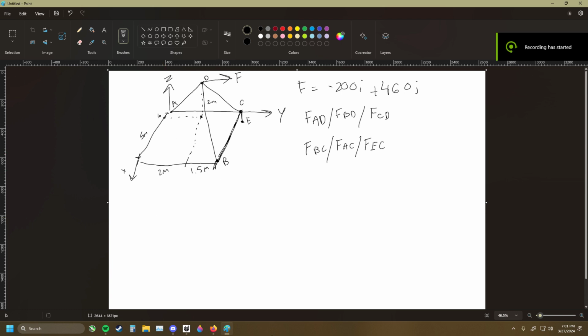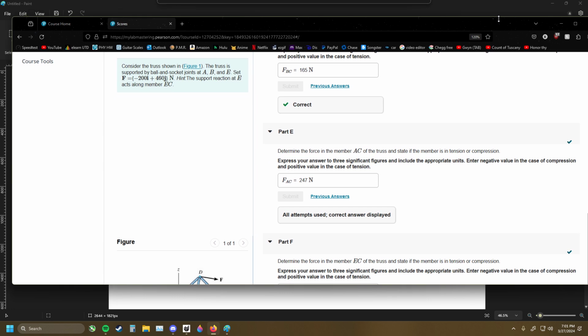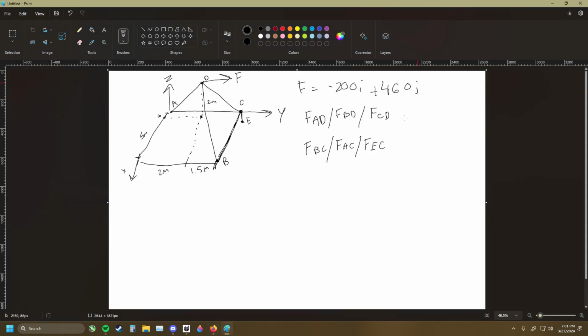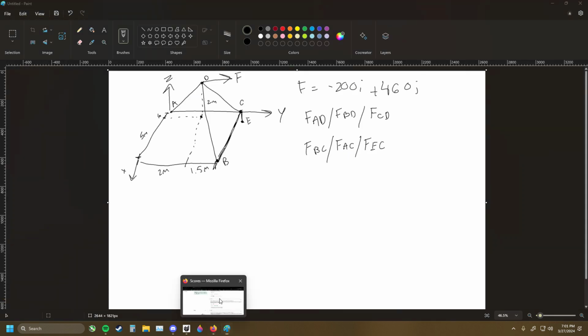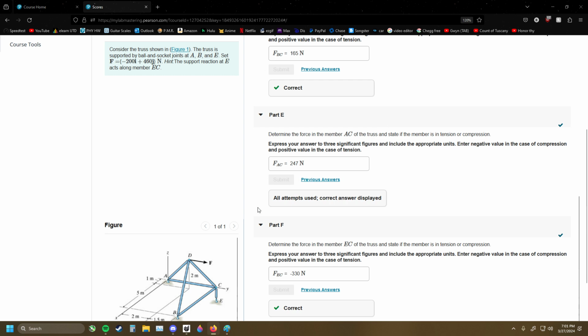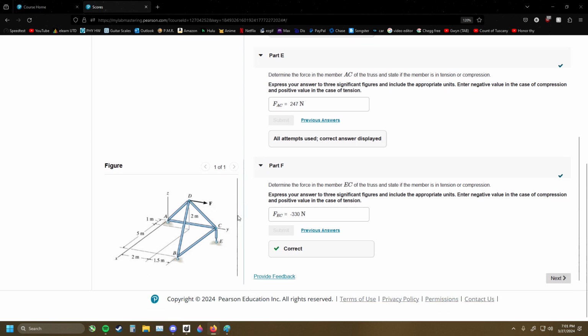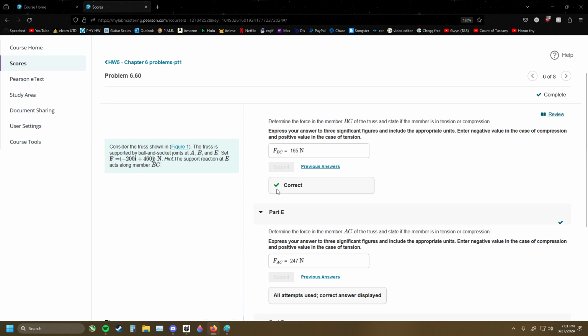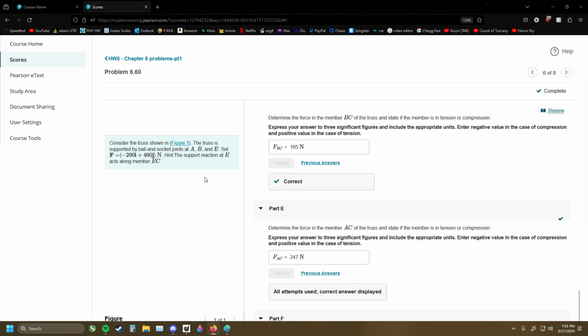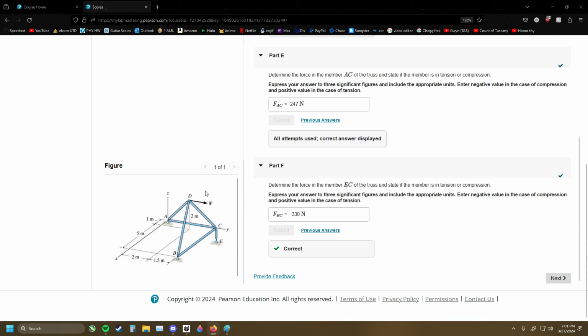Okay, so we have this statics problem here. It's basically just asking us for the tension or compression in each of these members based on this given force here.